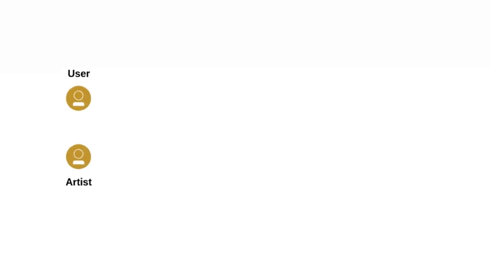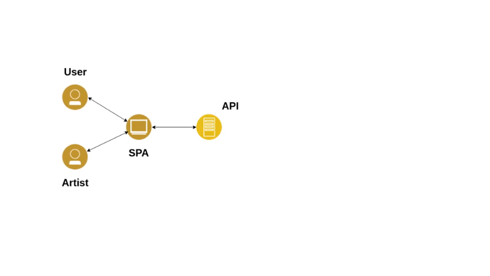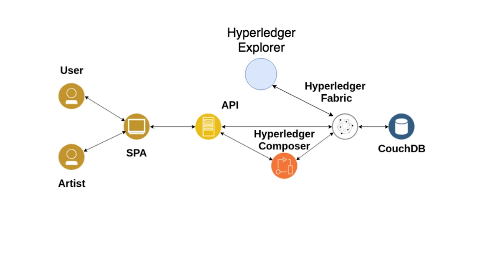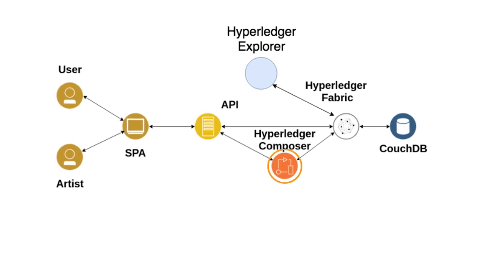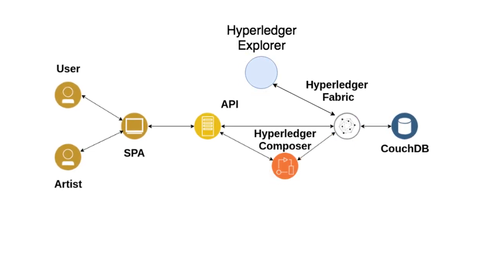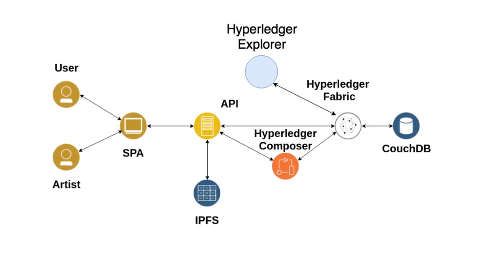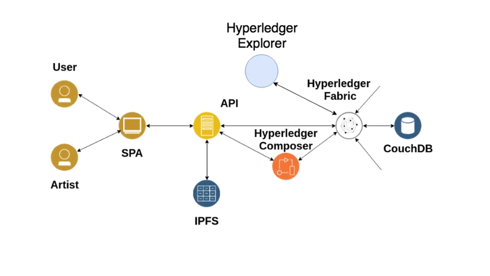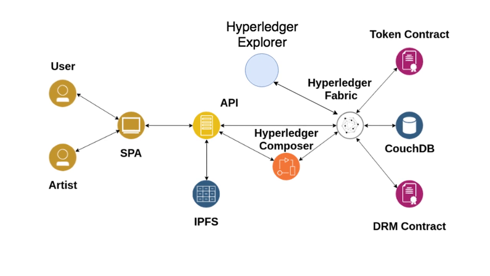Users access the network via a single-page, React-based application. A specific API ensures access to the blockchain network, implemented with Hyperledger tools: Fabric, Composer, and Explorer. Digital assets are stored in IPFS, a distributed file system, and can be purchased by means of smart contracts.